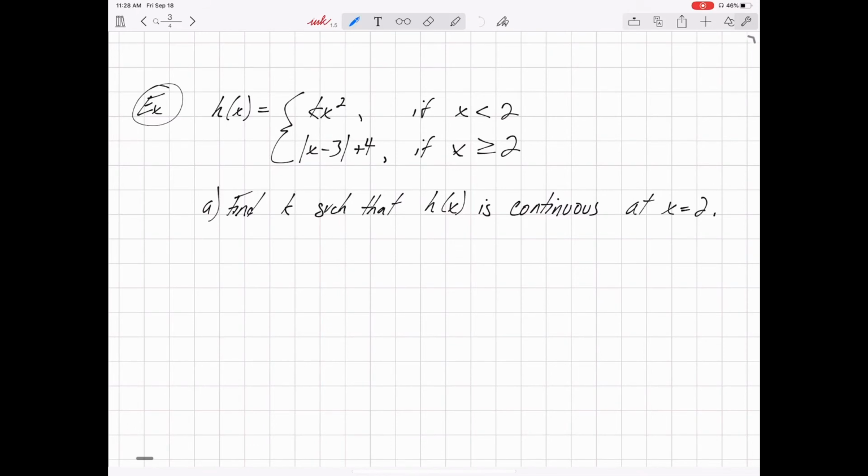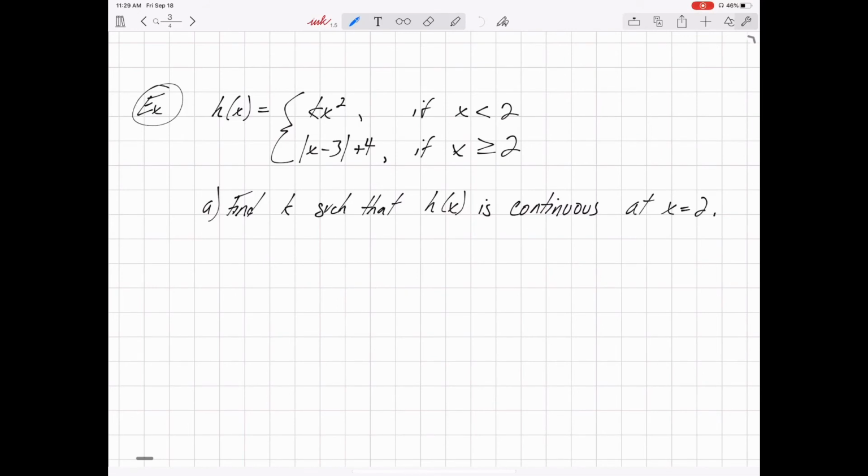Okay, so for this example, this is based on the three conditions for continuity, where the point must exist, the limit must exist, and those two things must be equal. So we have a piecewise function, which we're going to have to look at in two pieces as far as the left and right hand limit. We have a k in there, so that's kind of our issue with this one. Part A says find k such that h of x is continuous at x equals 2. What this is saying is we're going to make this function continuous by finding a k value that makes them equal at x equals 2.